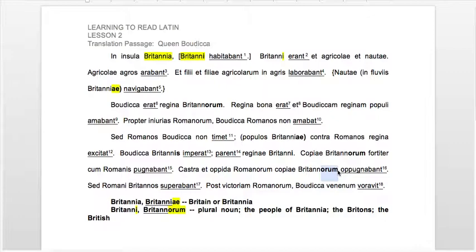This genitive plural ending is from first declension, which means we are talking about the place, not the people. In the final sentence of the paragraph, Britannos ends with the inflection os. Os is from second declension, so I'm referring to the people rather than the place.